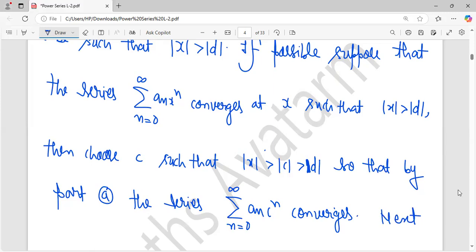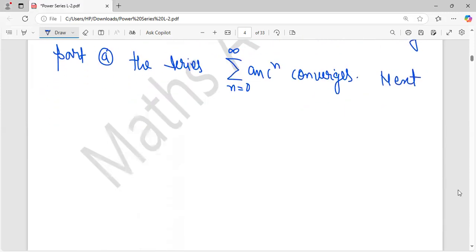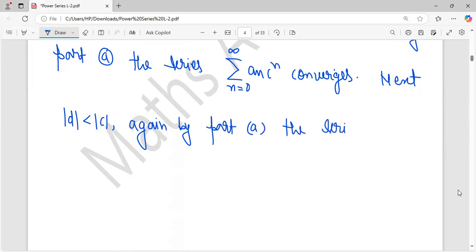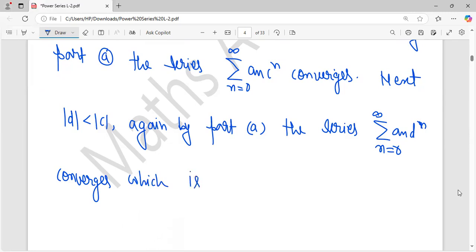Next, the d value is less than c. Again by part A, the series summation 0 to infinity a n d to the power n converges, which is a contradiction, because at d the series diverges.